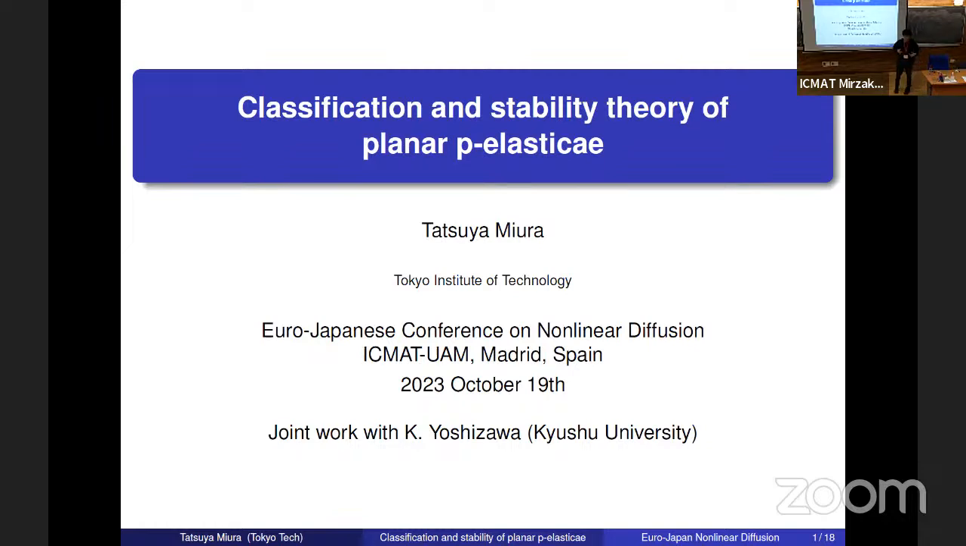Okay, so now let's move on to the last speaker for today. And also this was the conference. The last speaker is Professor Tatsuya Miura, and he will talk about the classification and the stability theory of planar p-elastica. So please. Thank you very much for the introduction, and also thank you to the organizers for this kind invitation to be here. And also I'm very honored to be this accidental last speaker of this conference.